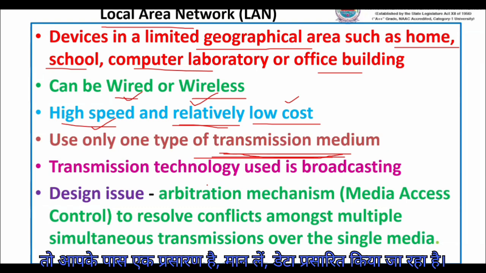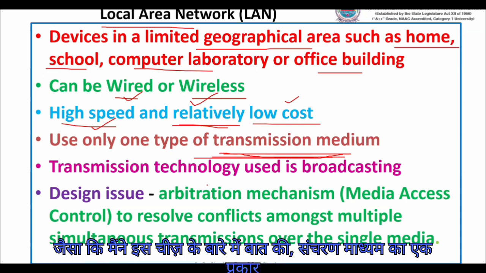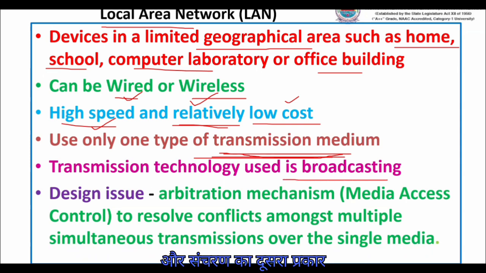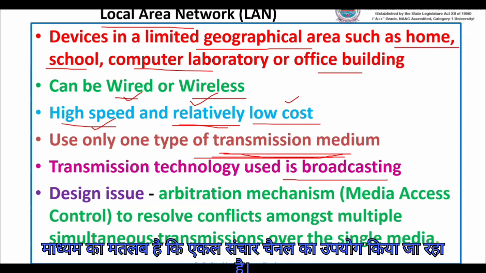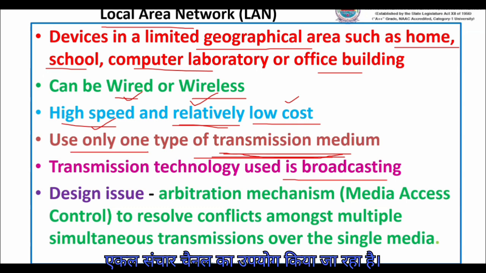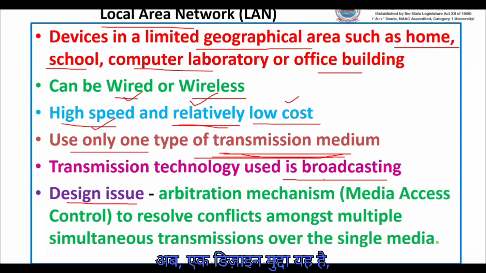कैसे हम establish करना चाहते हैं, क्या requirements है हमारा physical layout जो है जहाँ पर हमने network को deploy करना है, वो environment क्या है. Then the transmission technology used is broadcasting. So यहाँ पर broadcasting से the data is being transmitted. As I talked about, one type of transmission media means a single communication channel is being used. And now, one design issue is transmission technology.